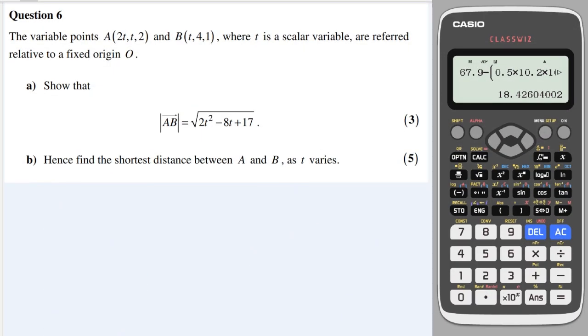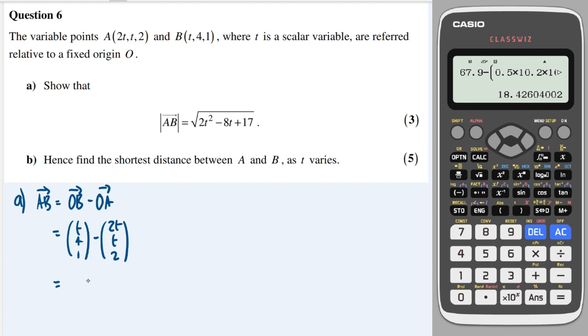Okay, we've got a vectors question next, and we've got variable points A and B, and we need to show that the modulus of AB is equal to this square root. So if I want to work out AB, then I will do OB minus OA, and this will give me (t, 4, 1) minus (2t, t, 2), and this will give me minus t, it will give me 4 minus t, and it will give me minus 1.